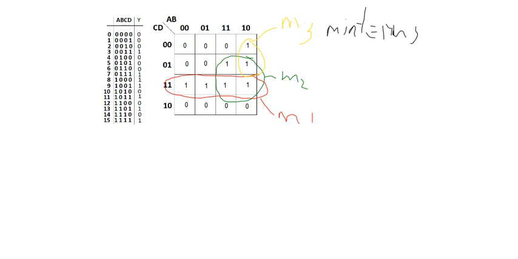All right, let's look at M1 first. That's the red one. First of all, let's see how it does. It's in both A naught and A, and in both B and B naught. So we exclude those 2 variables from this minterm. But it is all in C and all in D. So this one will simply be CD.